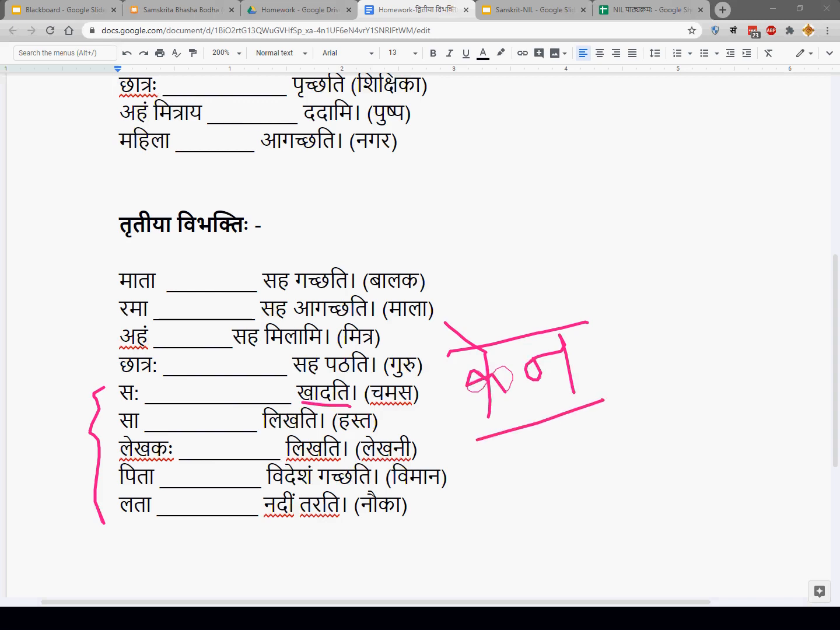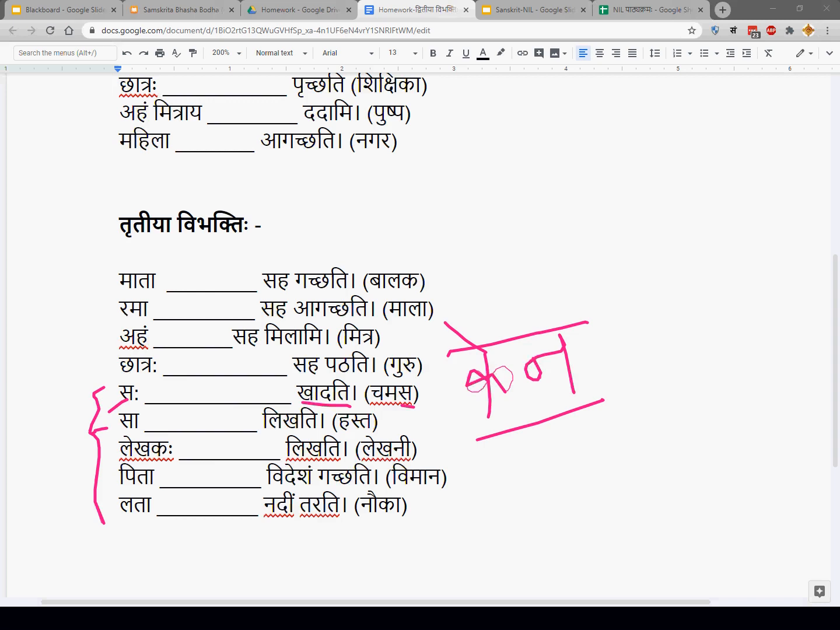So this indicates the instrument used to do the action. So Saha Chamasena Khadati. So this is right. Saha chamasena khadati. Using the spoon, he is eating with the help of the spoon.